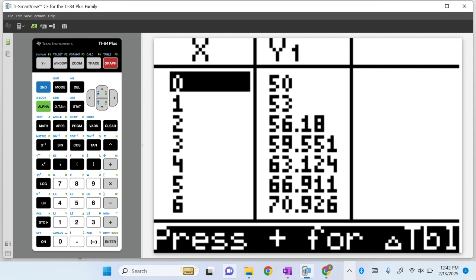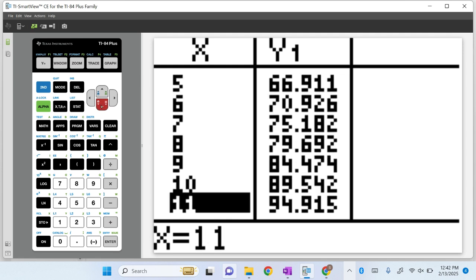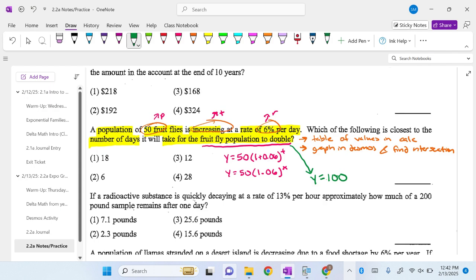Now, you can use your up and down arrow keys to scroll down the table until you see a y value that is above 100 or close to 100. So when do I have an x value where the y value is 100 or close to it? At 12. So that means that when y is equal to 100, x has to be equal to 12. So 12 years. So this one.